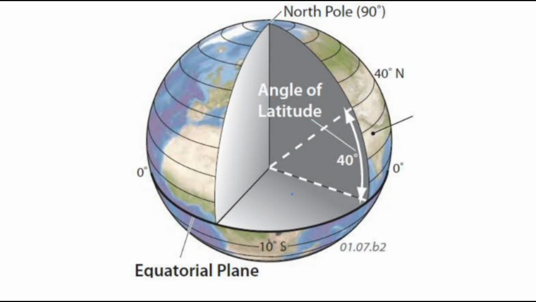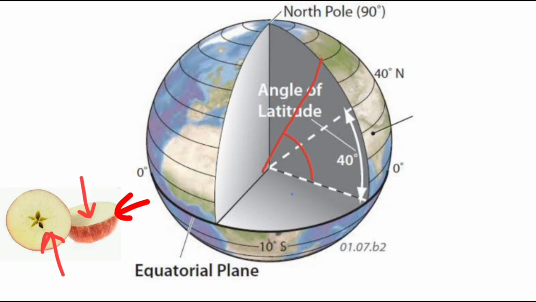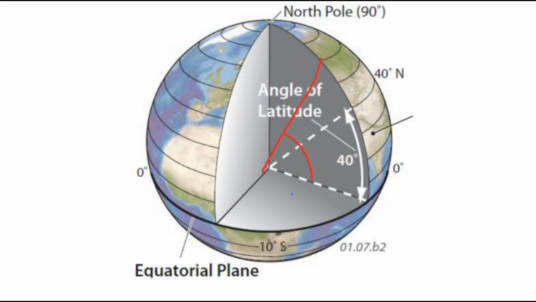I will draw another one. Just assume this is 60 degree. So this particular angle is 60 degree with the equator plane. You understand, isn't it? You are cutting the apple through the equator. That particular plane is the equator plane. We are making an angle of 60 degree, and we are marking that particular point.